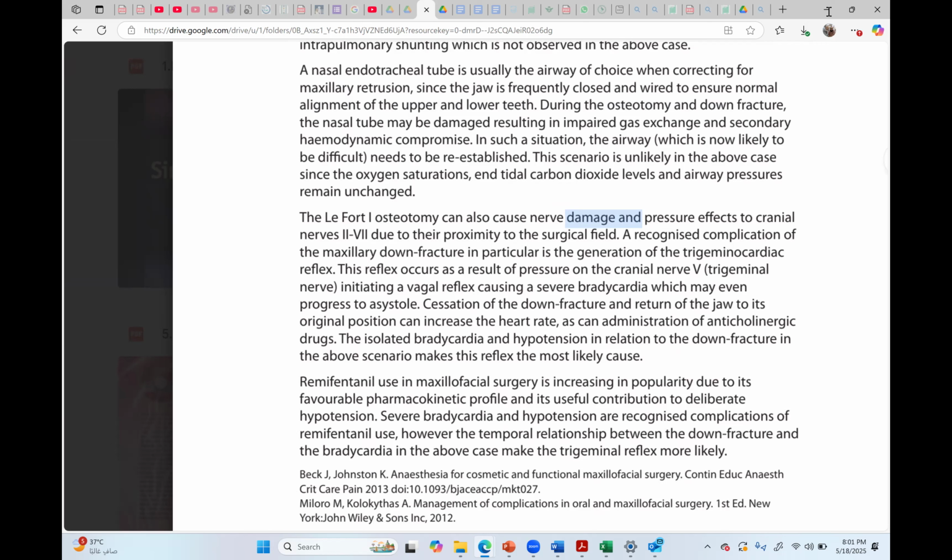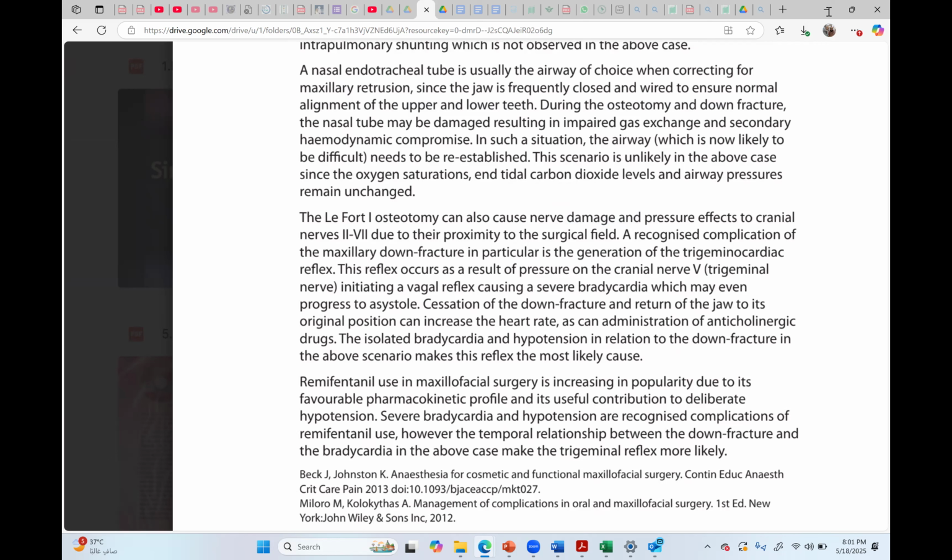This reflex occurs as a result of pressure on the trigeminal cranial nerve, initiating a vagal reflex, causing a severe bradycardia, which may even progress to asystole. Cessation of the down fracture and return of the jaw to its original position can increase the heart rate, as can administration of anticholinergic drugs.